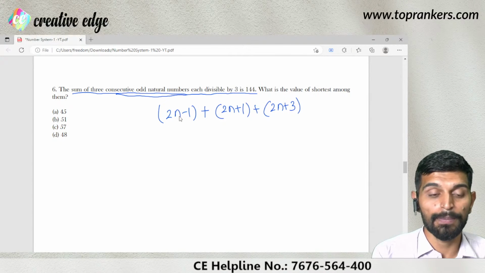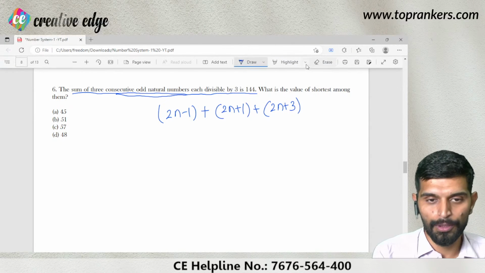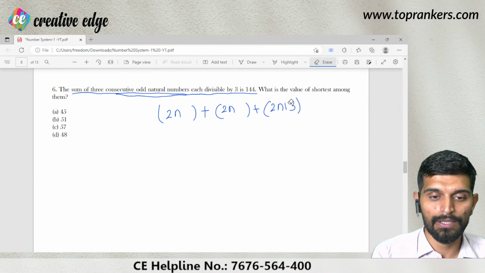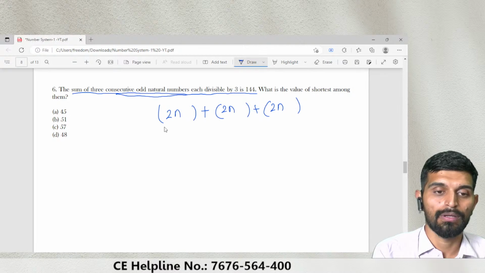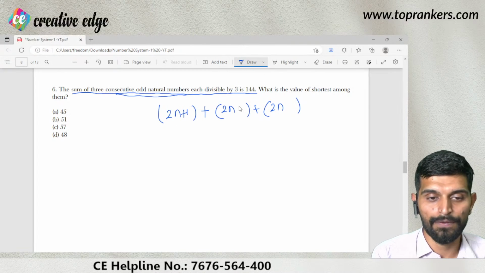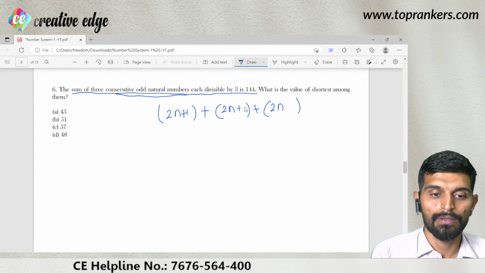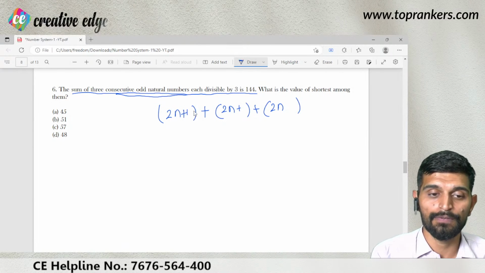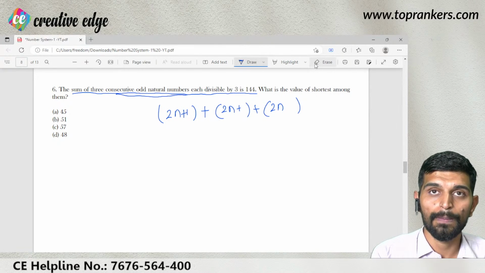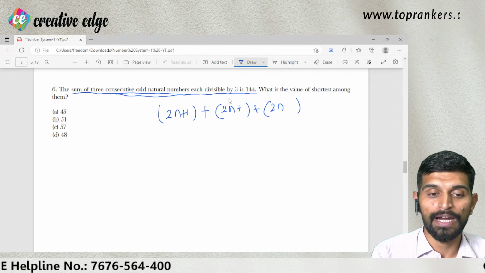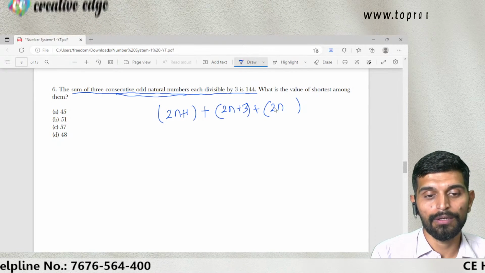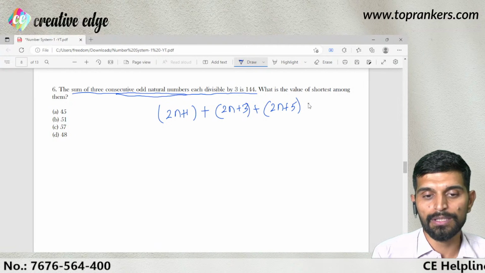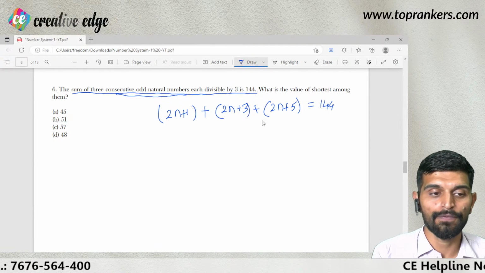So what if we keep n equal to 1? Then no problems. If you want to keep it that way, you can. Let's keep 2n plus 1 as the very first number, n equal to 1. If you keep n equal to 1, then 2n minus 1 will give you 1, right? So that way also can be done. And if you want to keep it this way, you can keep it this way also. So the sum of these three is equal to 144.